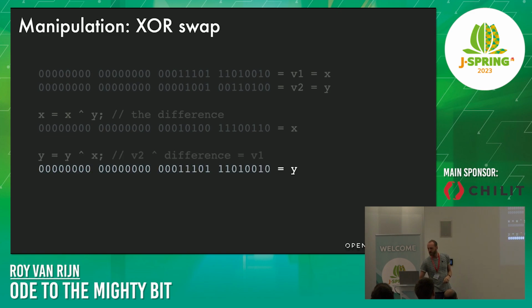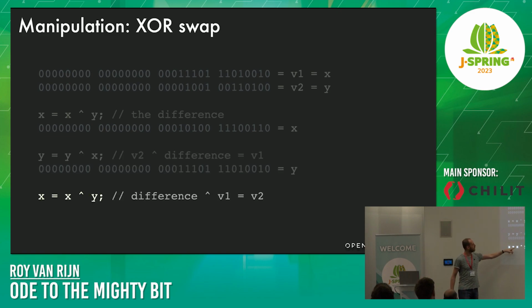And if you do it a second time with x, which is still the difference, and you do it with y, then you get v2 back. So without using any variables, you can do this, and this is just a little bit faster, actually. So these are kind of tricks that we used in 2005.